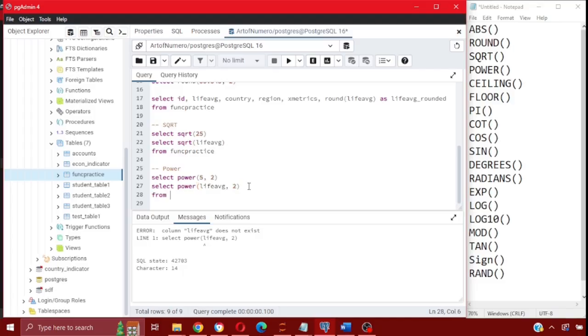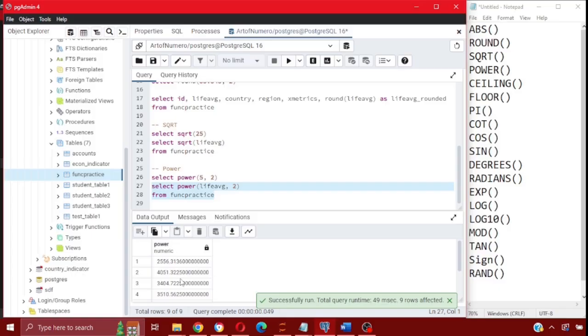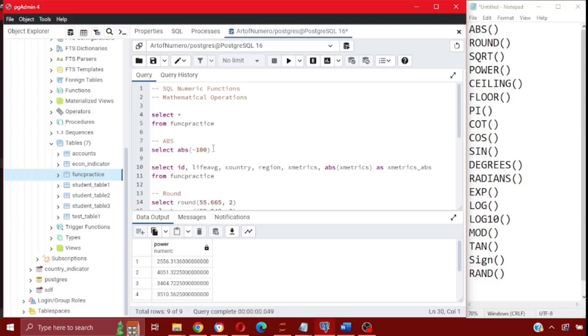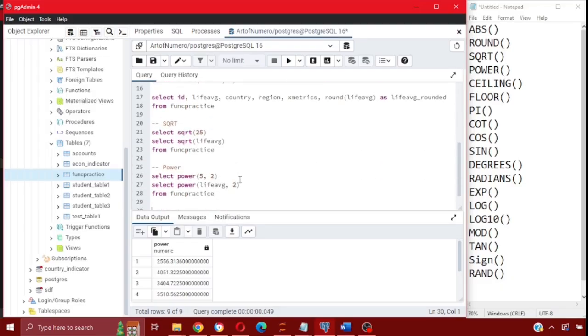I did not specify this. I keep making this mistake. That's a problem between performing a function on a value standalone, or performing a function on a column and then calling it from a table. There you go. So these are the values returned when we raise the live averages to the power of 2 here. Remember that some functionalities will require you to pass one parameter, and some will require you to pass two parameters. So keep that in mind.